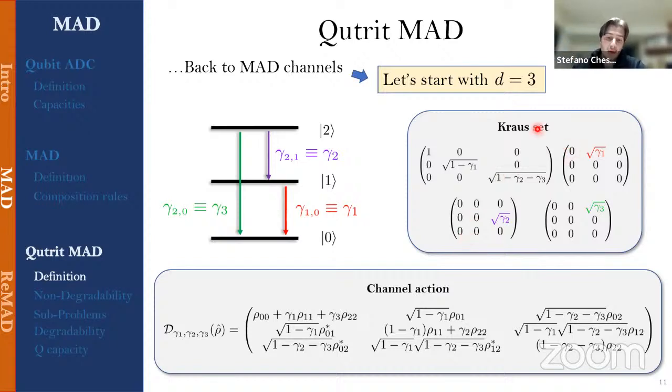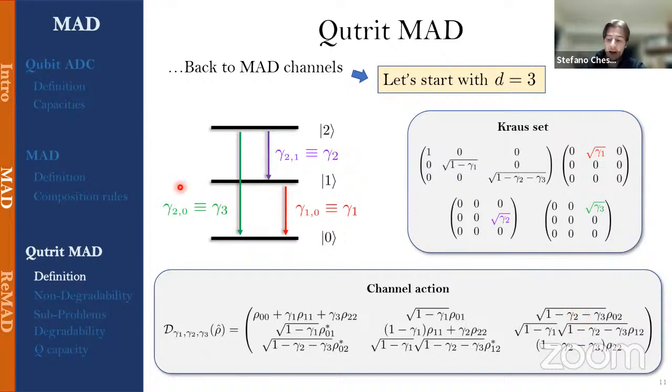And by the application of the Kraus operators to a generic Q3 density matrix, we get the channel action, which we can see has a behavior really similar to the qubit amplitude damping channel, in the sense that we have a transfer of population from higher to lower levels and a damping of the off-diagonal coherences given by a multiplicative factor depending on the magnitude of the damping parameters.